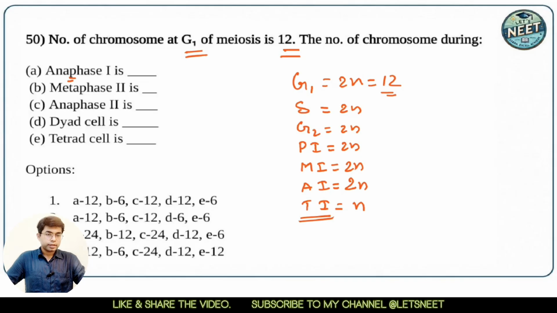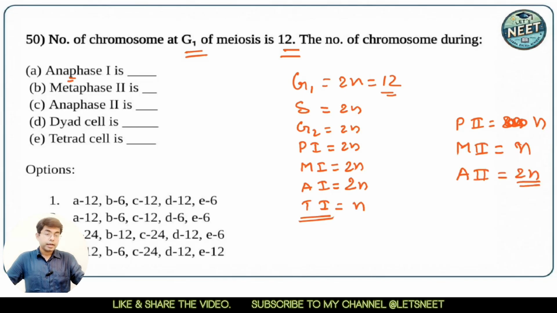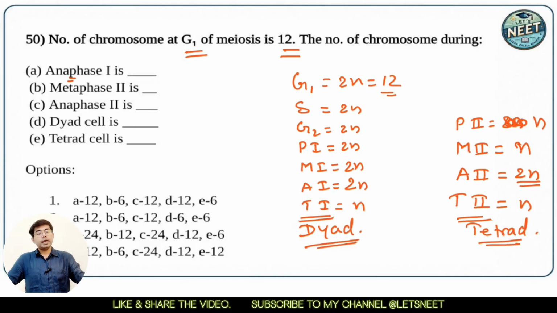Following that, in prophase 2 it will remain n. Then metaphase 2 it will be n. Now anaphase 2 will become 2n. Why? Because here splitting of the centromere will happen, and by the end of telophase 2 you will have n number of chromosomes. Means here it is represented by the diad, here it is represented by the tetrad. That's why we say diad and tetrad both have n. Now on this basis we can easily find out this.